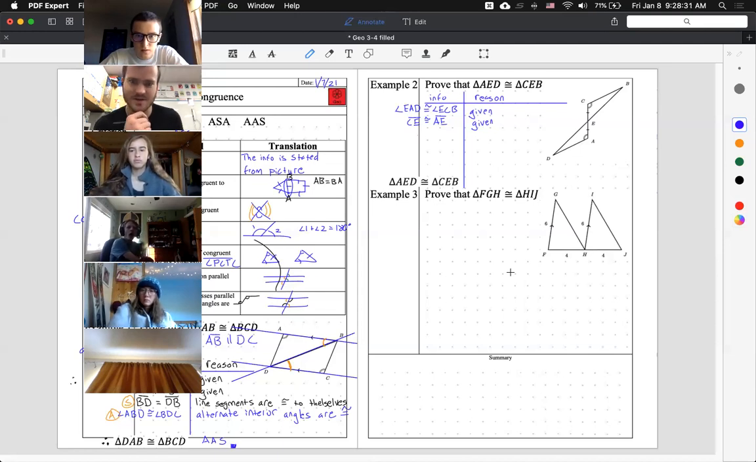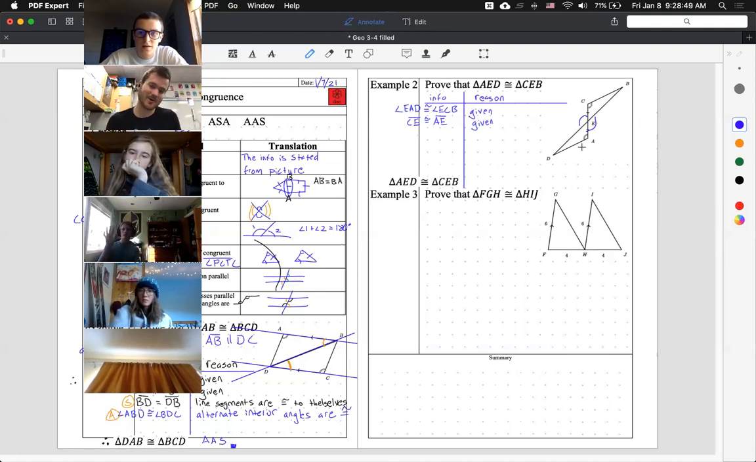CED and which? Well, you cut out on the second one. Oh, AEB. Yes, so those are vertical angles. This angle right here and this angle right here are vertical angles. I agree. There's one tiny problem with that, and it's kind of like the one that I told Wyatt. That's not part of the triangle.